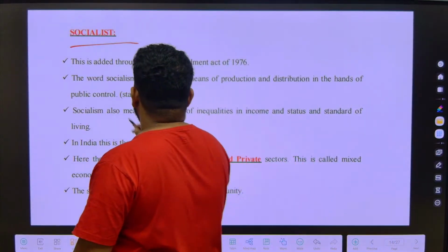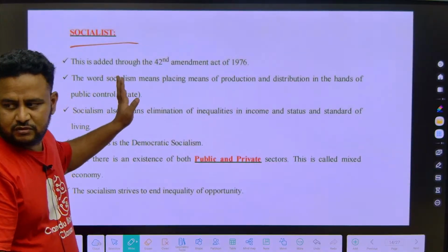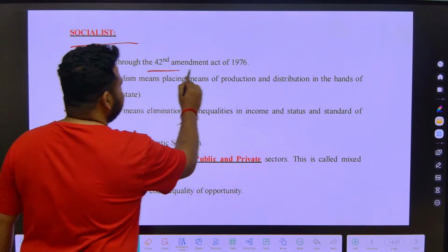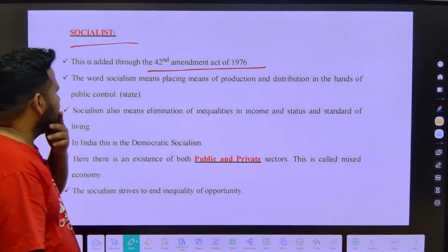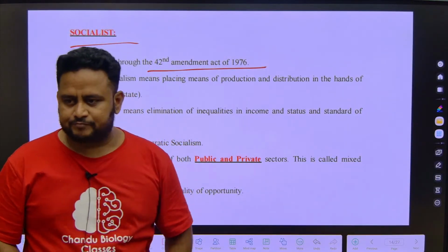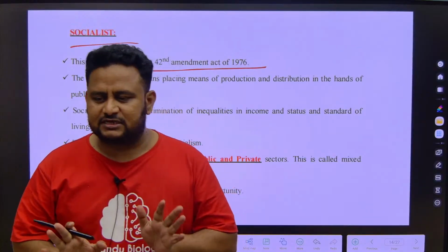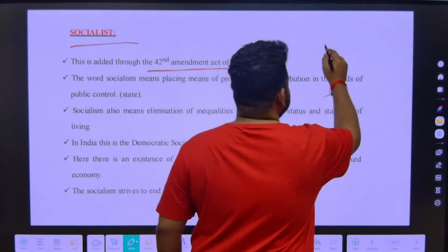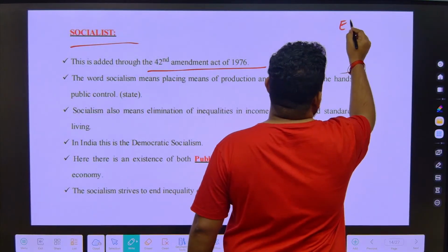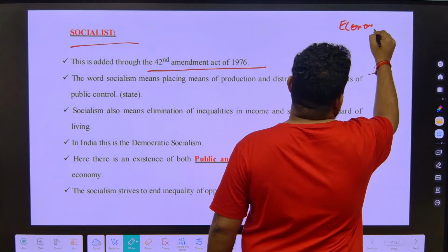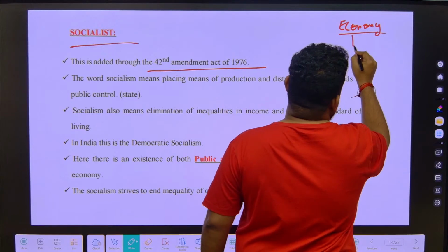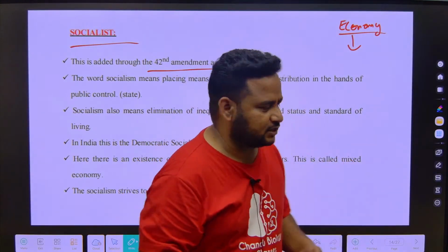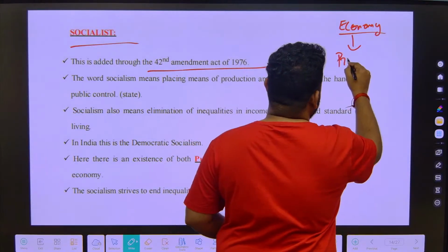Socialist. This is one of the words added through the 42nd amendment of 1976. Okay. So first of all you have to understand, here I have to tell something about economy also. So when I talk about economy here, suppose some goods have to be provided. Let me take some product.